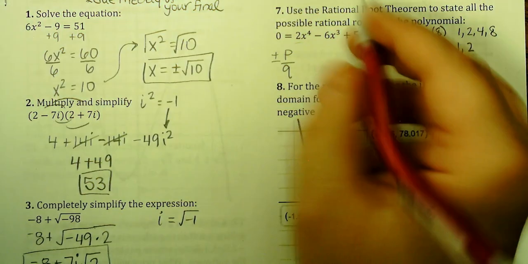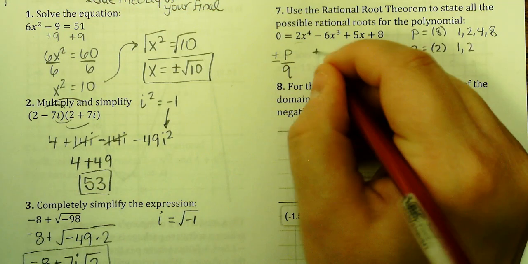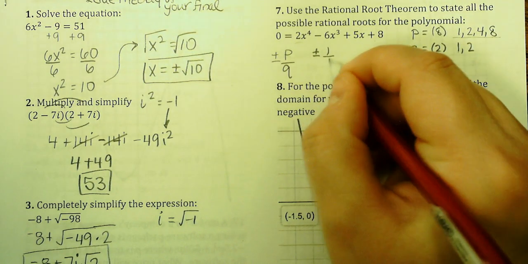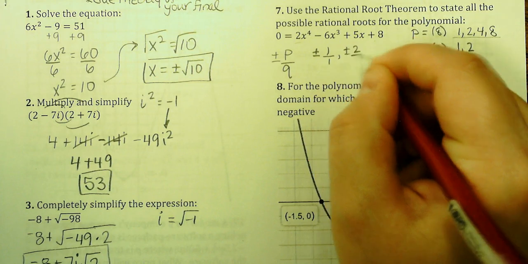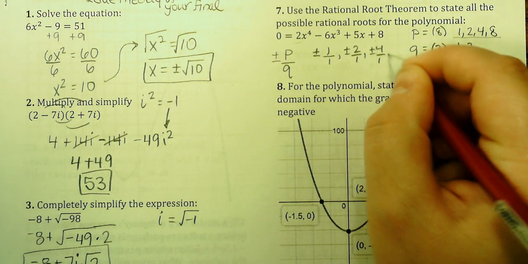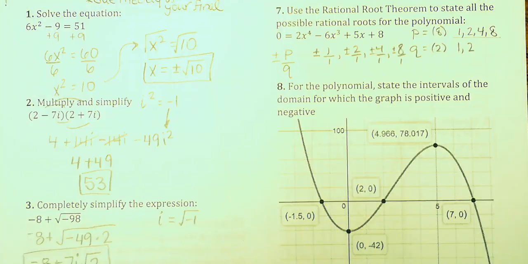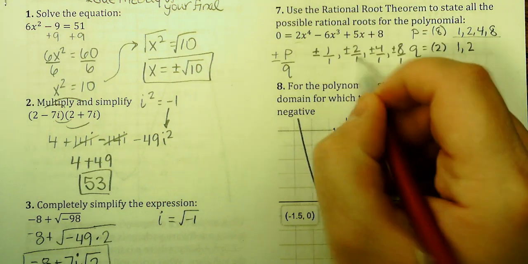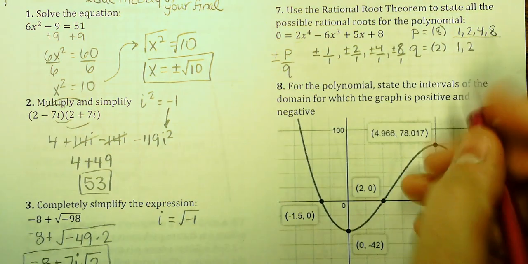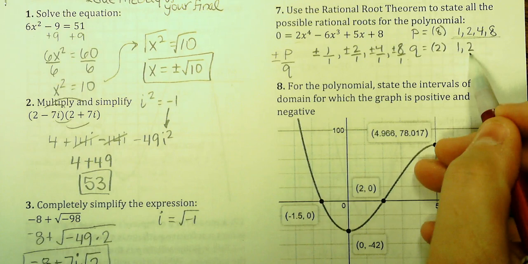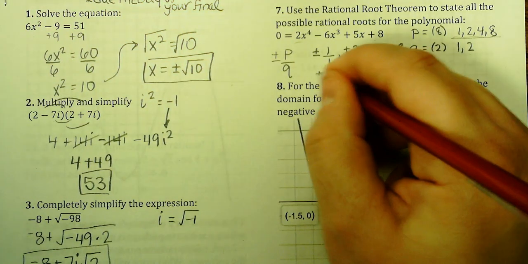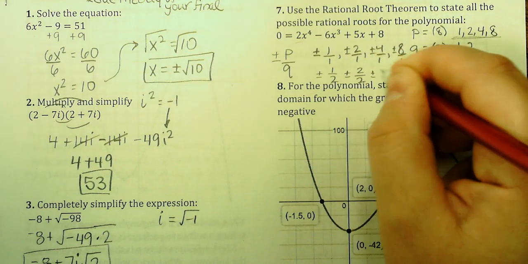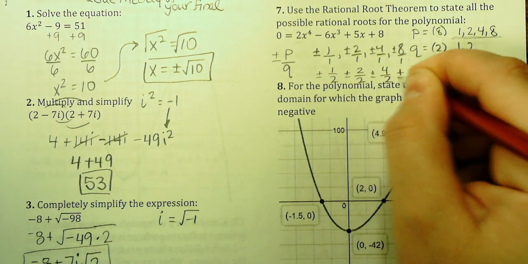Okay, so when I set this up, plus and minus, every single one of these numbers over 1. So 1 over 1, 2 over 1, 4 over 1, 8 over 1. Now, I probably wouldn't write it as those values when I did the problem. I would probably just write 1, 2, 4, and 8. Okay, and then we also have to put all those numbers over the other factor of q here. So plus or minus 1 over 2, plus or minus 2 over 2, plus or minus 4 over 2, and then plus or minus 8 over 2.